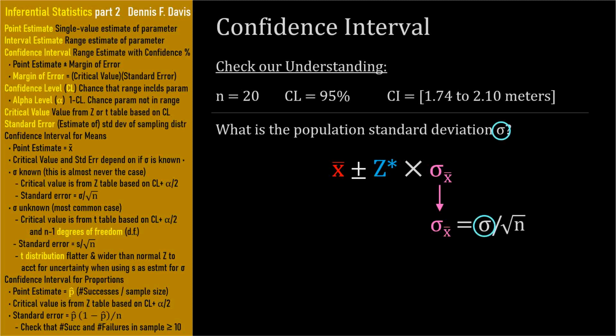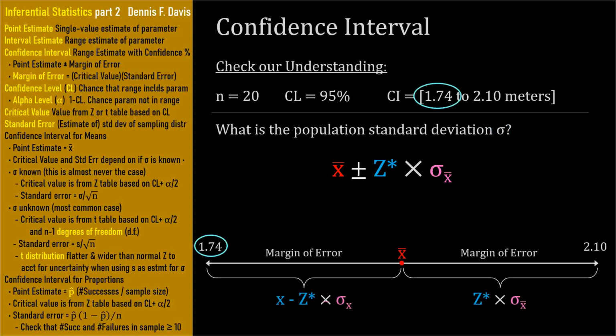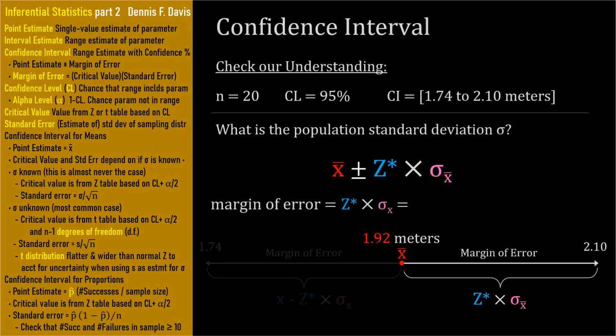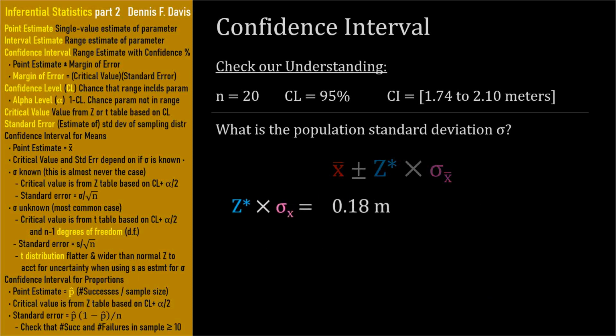We don't know any of these values directly, but since the confidence interval is centered on x bar, we know x bar must be right between 1.74 and 2.10 meters, their average, which is 1.92 meters. The margin of error is the distance from x bar to either interval endpoint. We'll just focus on the right half. The margin of error is critical z times sigma sub x bar. On the diagram, it's the distance from x bar to the endpoints of the confidence interval. 2.10 meters minus 1.92 meters equals 0.18 meters, which is equal to critical z times sigma sub x bar.